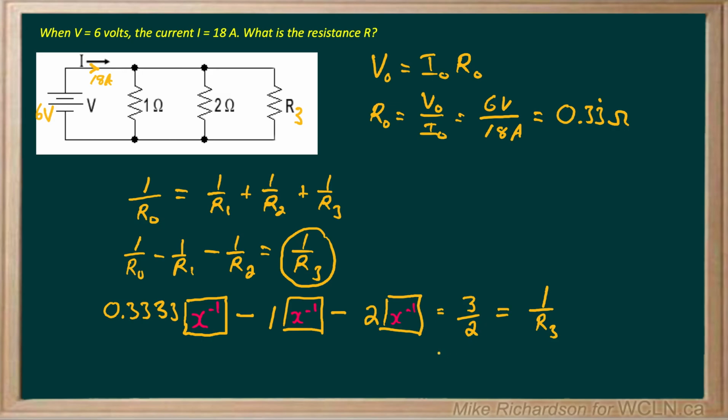So on your calculator, just simply go 3 over 2 and hit that button one last time to flip it back over. Remember, x to the minus 1 just flips your fraction, inverts it. So when I do that, I get, of course, 2/3, which is 0.67 ohms. That's what R3 will be.